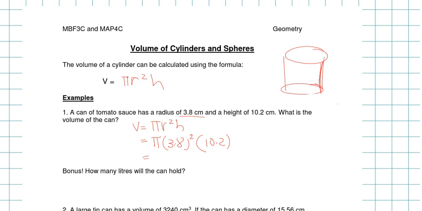Again, for now, report your answer to the same number of decimal places they have given you. If they gave you one decimal place, then you report it to one decimal place, and that's going to be 462.7 centimeters cubed.